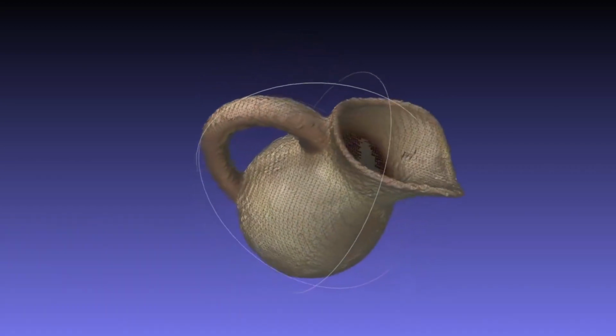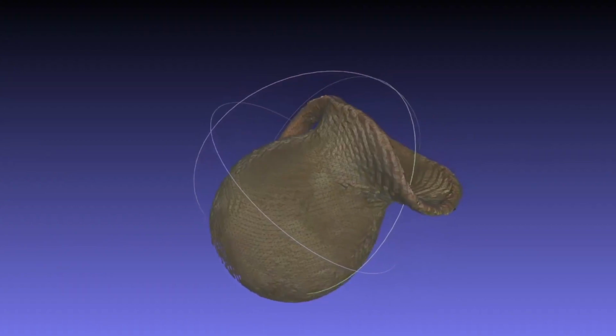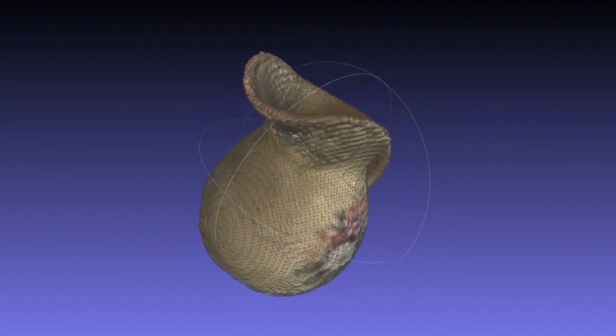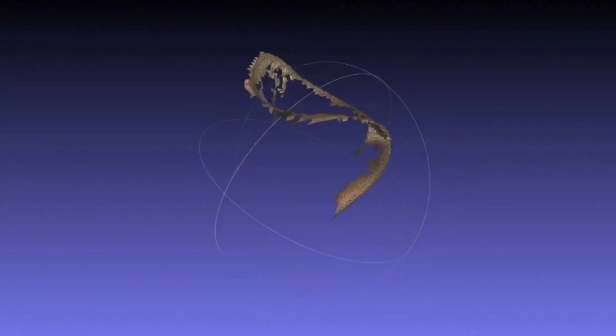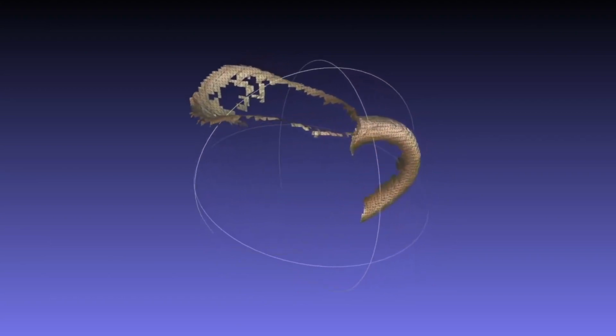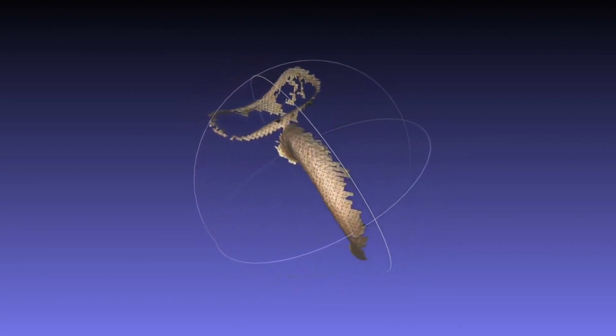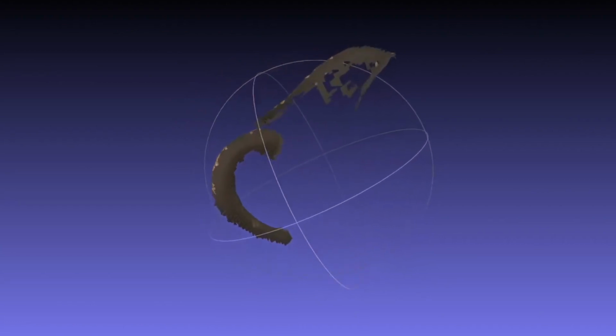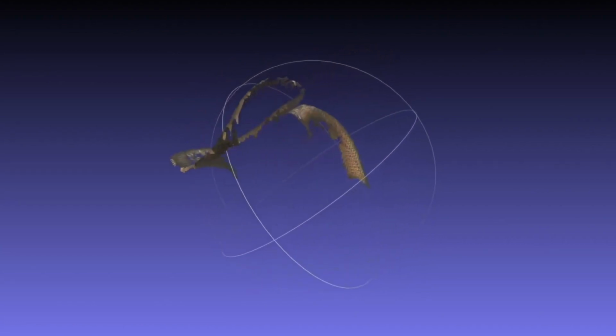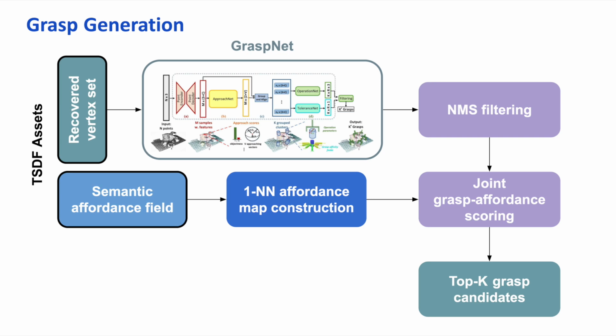After applying LangSAM masks with TSDF fusion, we get two mesh layers, one for the entire object and one for the subregion of interest, for example, the vase handle. By blending these two, we assign a binary affordance score to the vertices of the object mesh that will be used for grasp generation. After recovering the mesh and semantic affordance field with TSDF, we can generate grasp candidates.